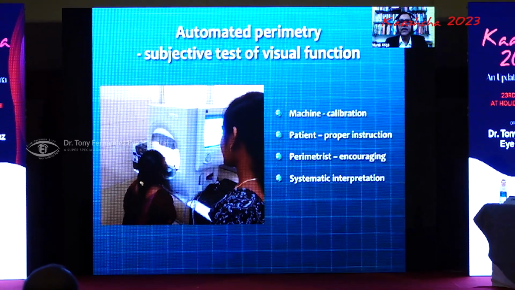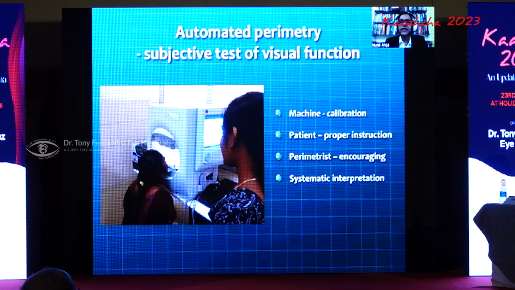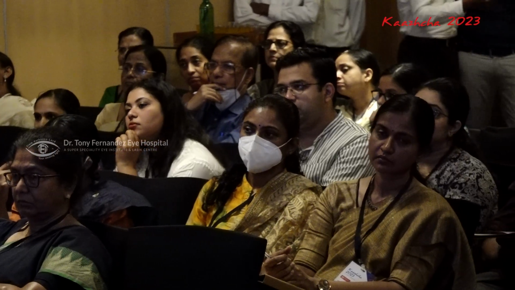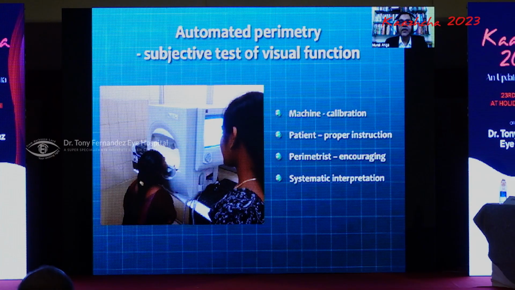You must have a well calibrated machine which is periodically checked by the biomedical engineers. The patient must be properly instructed, and you can even have a demo video as to how the test is to be done, how to be seated. As you can see in this picture, the height, the chin rest, the forehead. Make the patient comfortable and do a demo before the test is done, and do a trial run so that you get a good outcome when the field test is done.